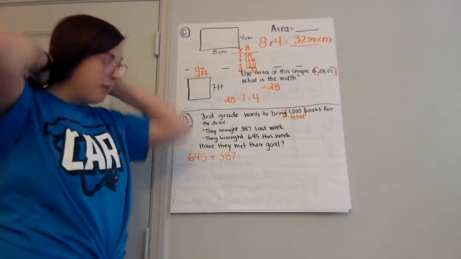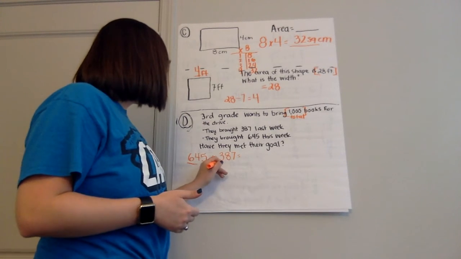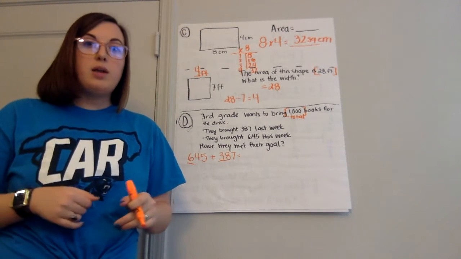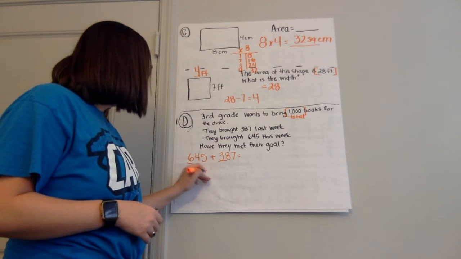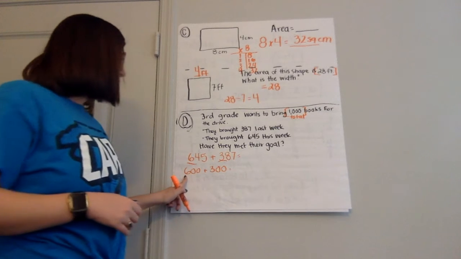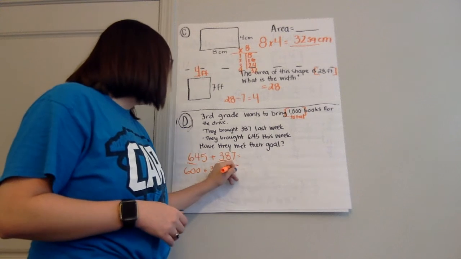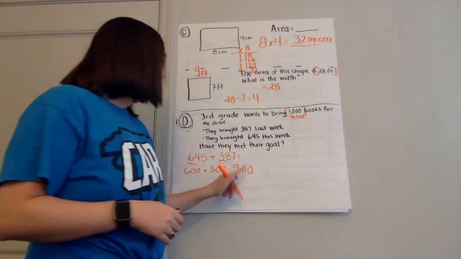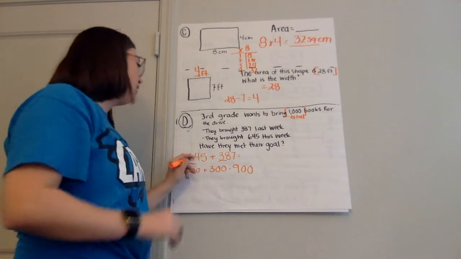So I'm going to underline my hundreds first. I have 600 here and 300 here. So I'm going to write my 600s plus my 300s. I know that 600 plus 300 is 900. 900 is pretty close to that 1,000, but let's keep adding to figure out if they've met their goal.